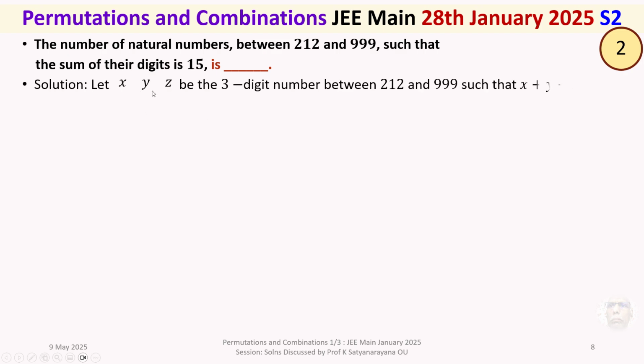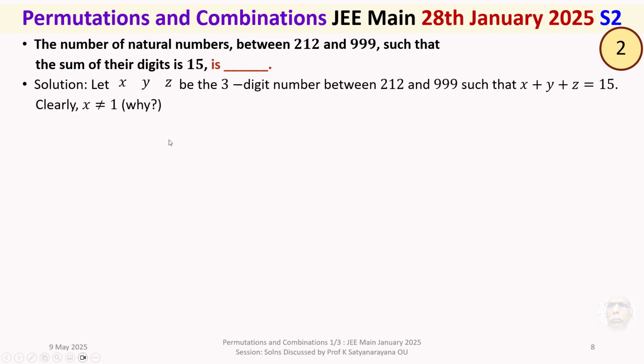Let x, y, z be the digits of the three-digit number. Between 212 and 999, the sum of the digits x plus y plus z must be 15. Agreed. Can x be 1? No, it can't be. If x is 1, it will be 100 and something, but 100 and something is less than 212. That's not a candidate for us. Therefore, x will not be 1.